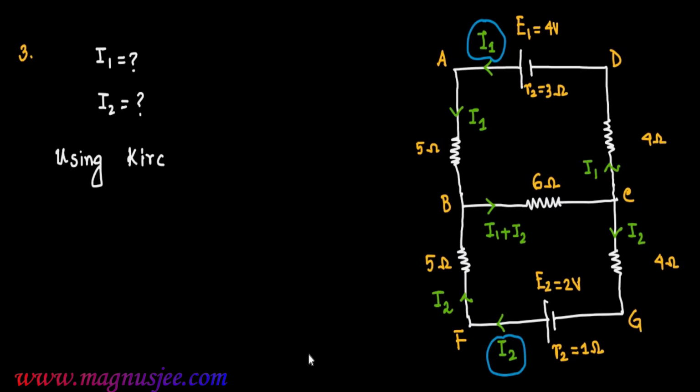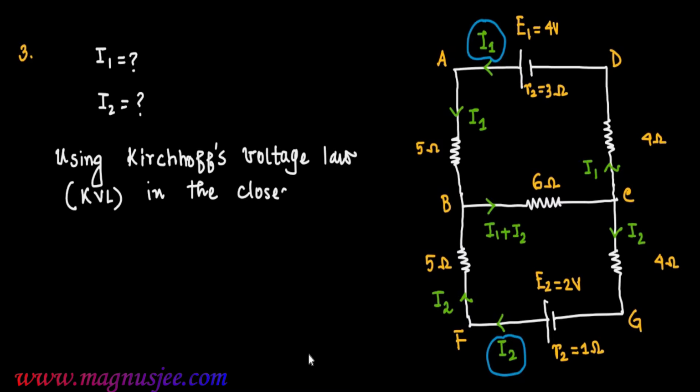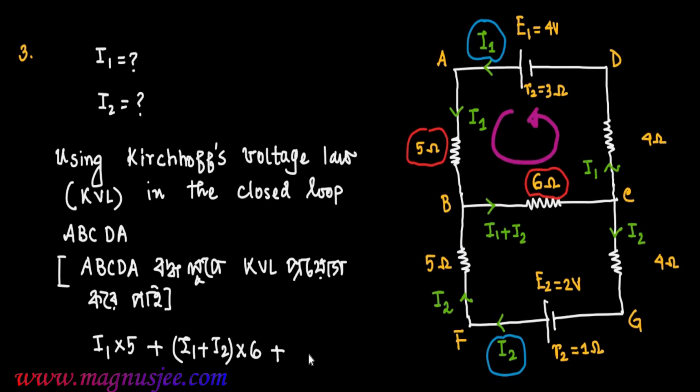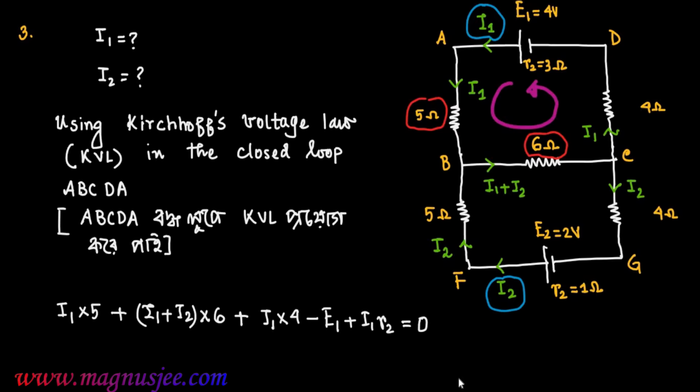Using Kirchhoff's voltage law, in the closed loop ABCDA, using Kirchhoff's voltage law, that is KVL, we get I1 into 4 minus E1 plus I1 into small r1 equal 0.